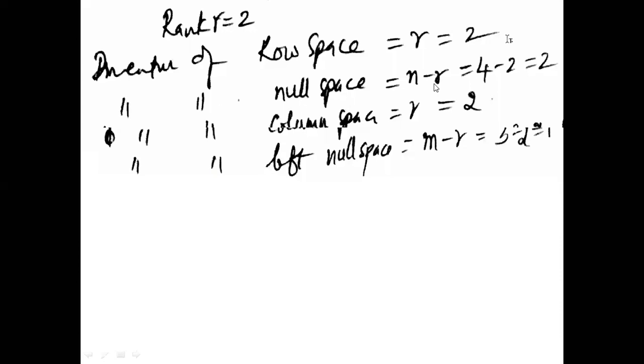This is all coming from the notes which I've shared with you. So these are direct formulas. So the dimension of null space is nothing but n minus r. N is 4 and r is 2, which we have found here. Therefore, that is 2. And the dimension of the column space is nothing but the rank of the matrix, which is 2. And that of the left null space is m minus r. M is 3, r is 2. Therefore, for the left null space, the dimension is 1.